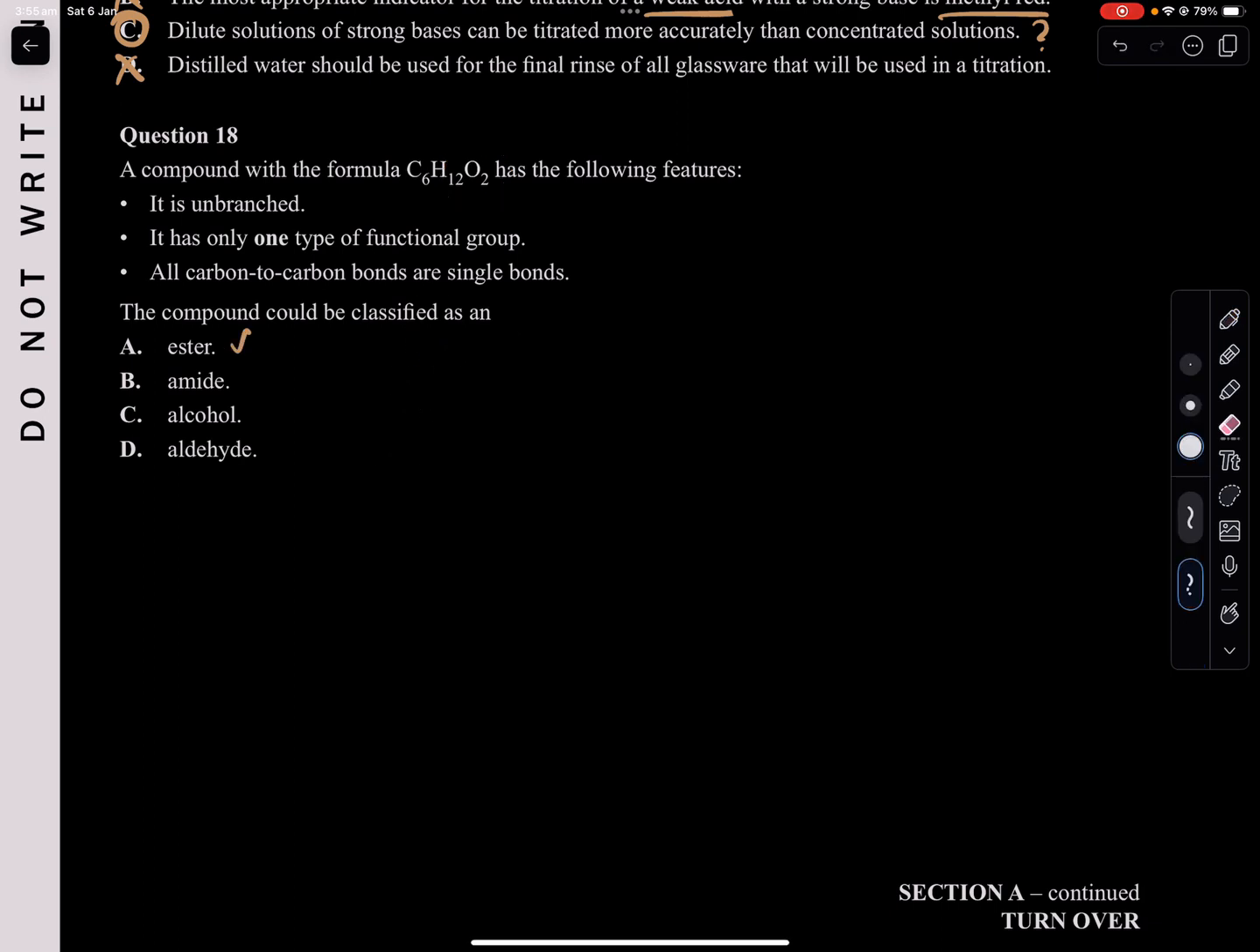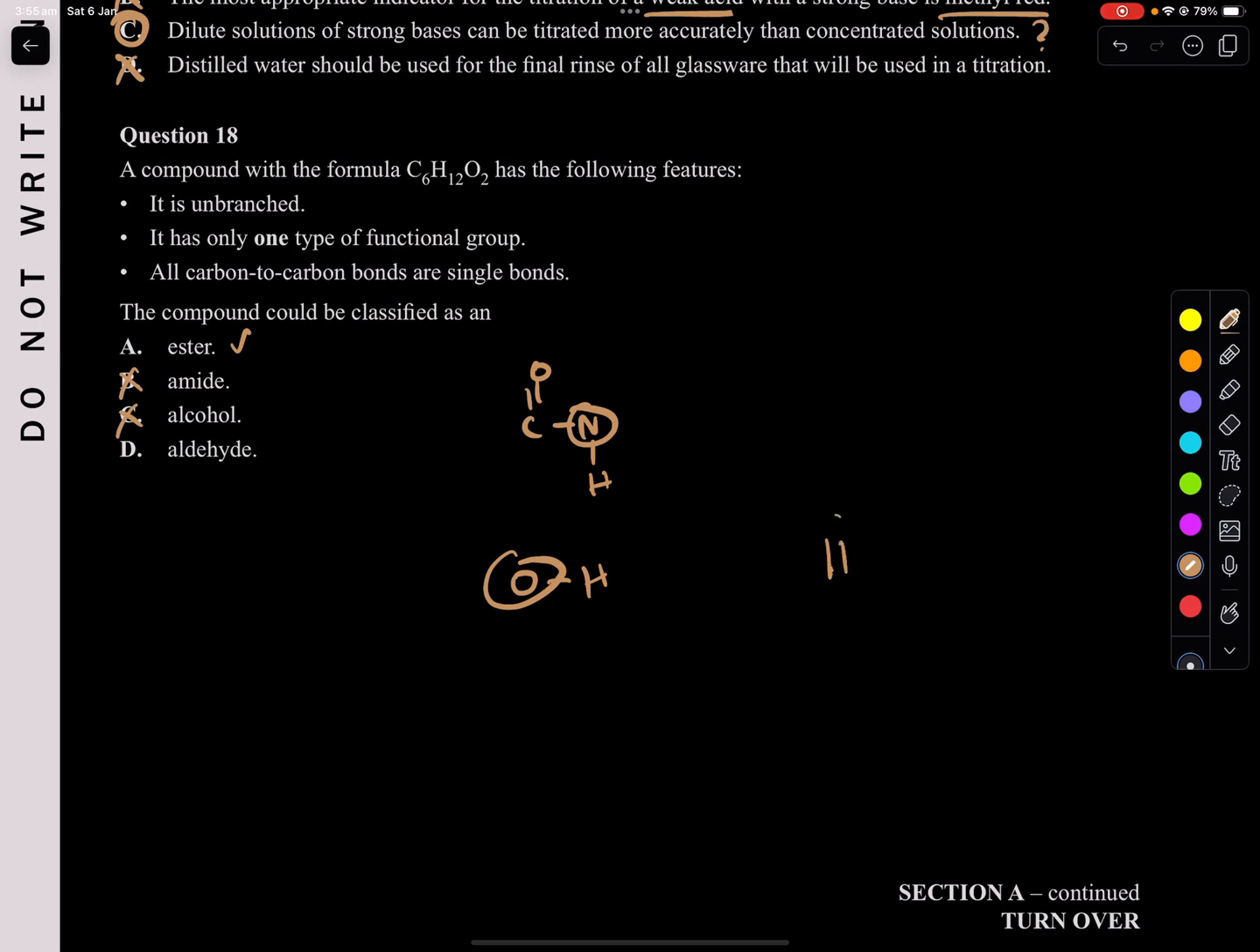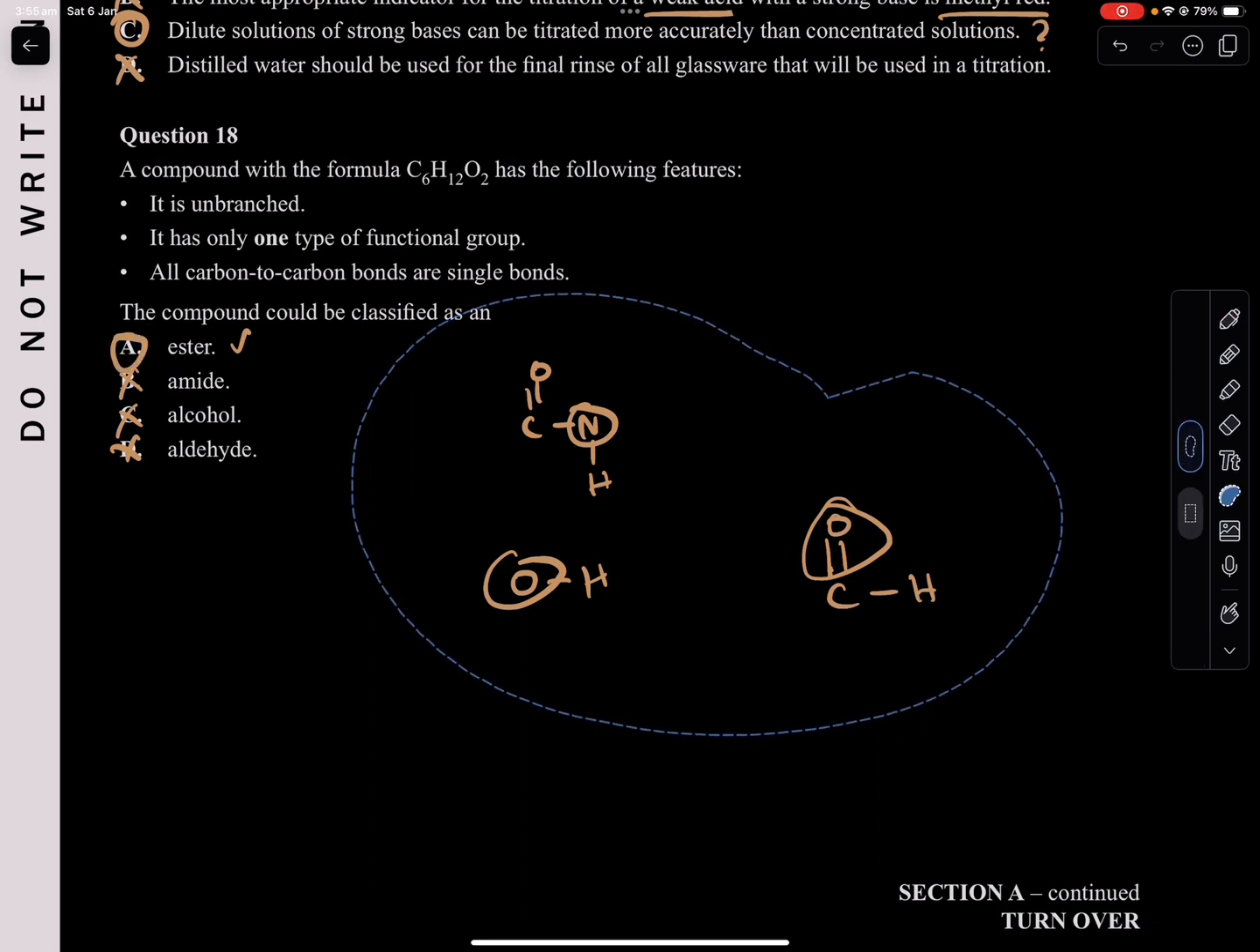Is it an amide? So remember, an amide group looks like this. It has to have a nitrogen. In this case, we don't even have nitrogen. That's rubbish. Alcohol has an OH. Remember, it only has 1 O. It doesn't have 2, so that's wrong. Aldehyde. An aldehyde looks like this, where it has only 1 oxygen. So it cannot be an aldehyde. Because we have 2 oxygens, it can only be an ester group. Nice and easy. Wow.